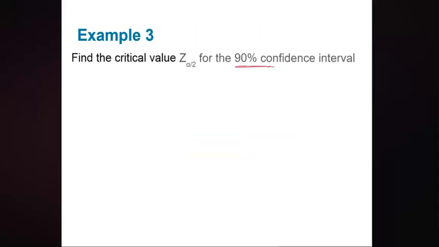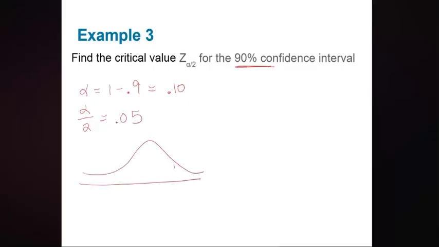Let's look at 90%. So step 1, we're going to do alpha, which is 1 minus whatever that confidence level is. So in this case, it's 0.10. So we need alpha over 2, which is half of that, so 0.05. Then we're going to draw our curve. And we know that z sub alpha over 2 is right here. We know that that area is 0.05.